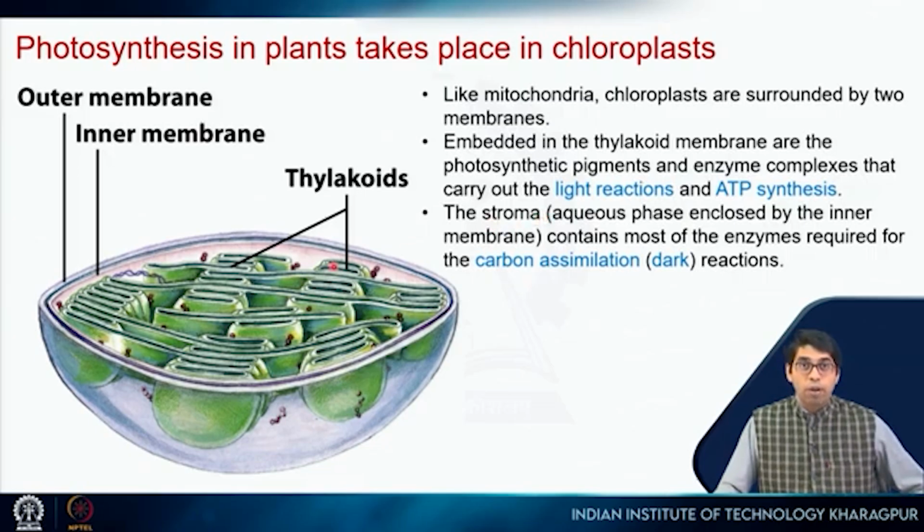So the stroma, or the aqueous part, which is enclosed by the inner membrane. So the stroma is here, the aqueous part that is here. It contains most of the enzymes required for carbon assimilation reactions, which is also called the dark reaction because you don't need light. But ultimately the energy is coming from light, right? So you can call it a misnomer, but typically this is referred to as dark reaction.